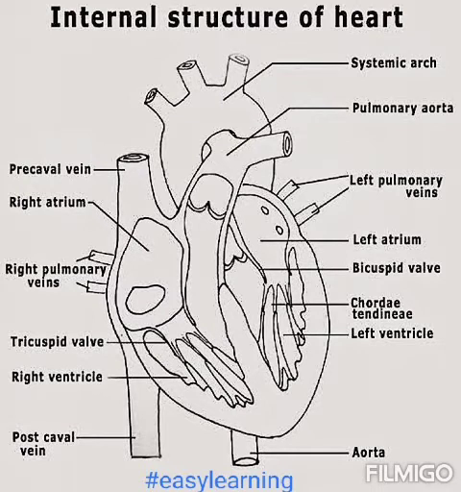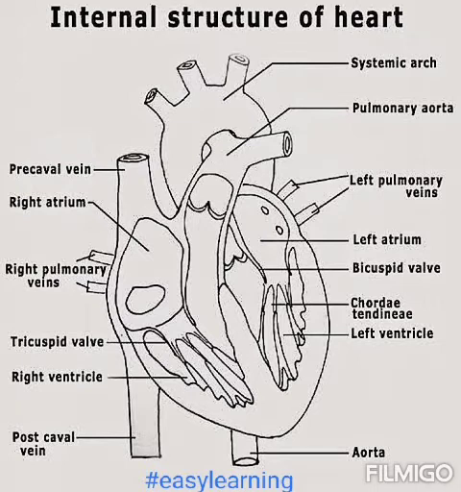Now, I am going to talk about valves. There are three types of valves: tricuspid valves, bicuspid or mitral valves, and semilunar valves. These valves regulate the flow of blood in a single direction and prevent the backflow of blood.